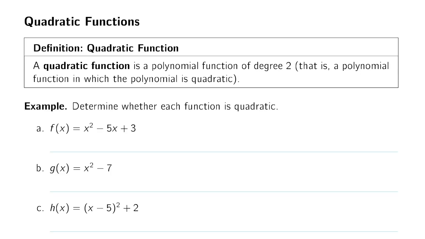Let's just take a minute and recognize some quadratic functions. Right here, f is quadratic, right? It's a polynomial of degree 2. So this is quadratic. The next example, g of x, right? We have an x squared minus 7. Again, this is a polynomial of degree 2.